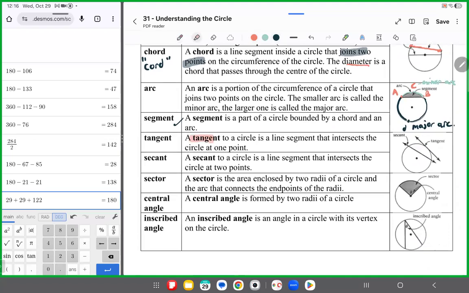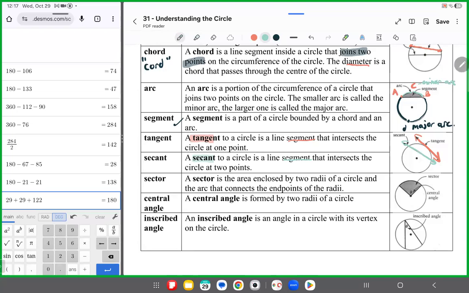A tangent to a circle is a line segment. Well, it should be just a line that intersects the circle at one point. So here we have our tangent. You can see it just touches the circle at one point. A secant to a circle is a line segment that intersects the circle at 2 points. And again, we should say a line, but sometimes the textbook gets things wrong. There you go. And so that's a secant. And the secant can be orientated however you would like.